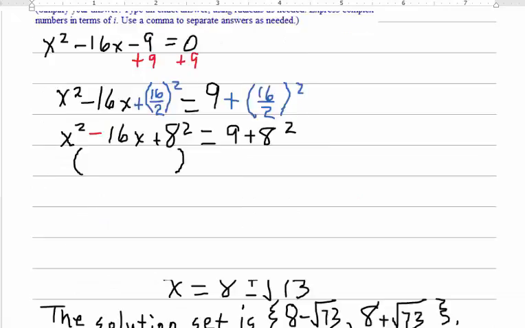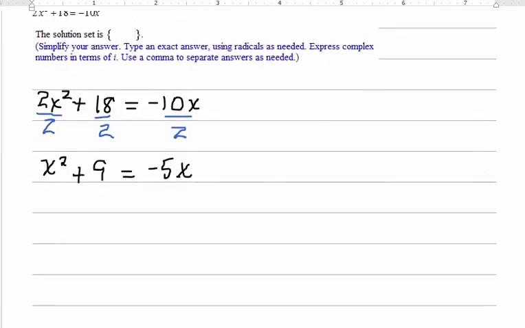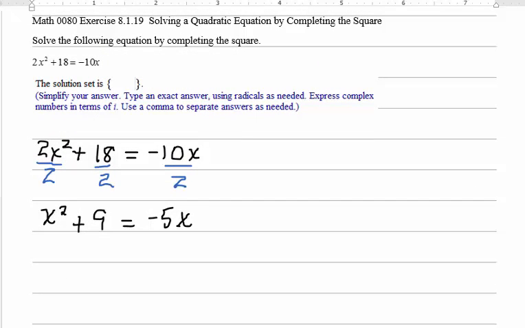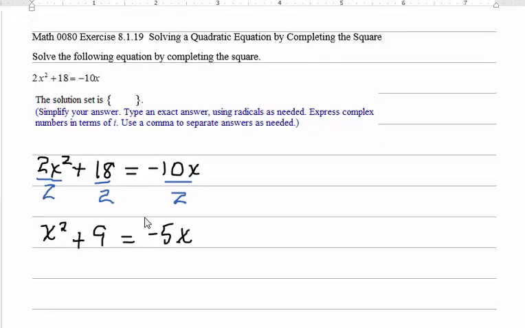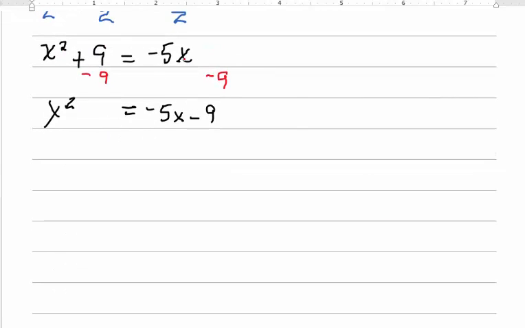Now I want to get the form where I have x squared plus bx on one side of the equation, and a constant on the other side. In order for that to happen, I'm going to have to subtract 9 from both sides. So I have x squared equals negative 5x minus 9. And then I also need to add 5x to both sides to get the form that I'm looking for. So let's add 5x to both sides of the equation. Now on the left, I have my x squared plus bx, which in this case is x squared plus 5x. On the right side of the equation, I have negative 9.